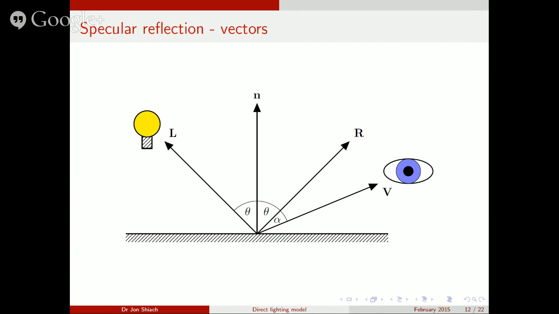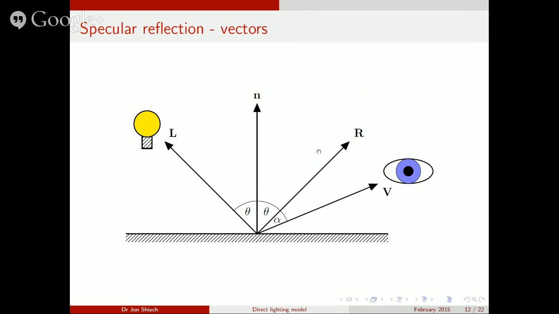We've also got another vector called the viewing vector v. This is a vector that goes from the viewpoint to the surface. When we look at a shiny object, we're not always going to be looking along the reflecting vector. But just because we're not looking directly down r doesn't mean we can't see any shininess. So we have another angle, which I've called alpha, and this is the angle between v and r.